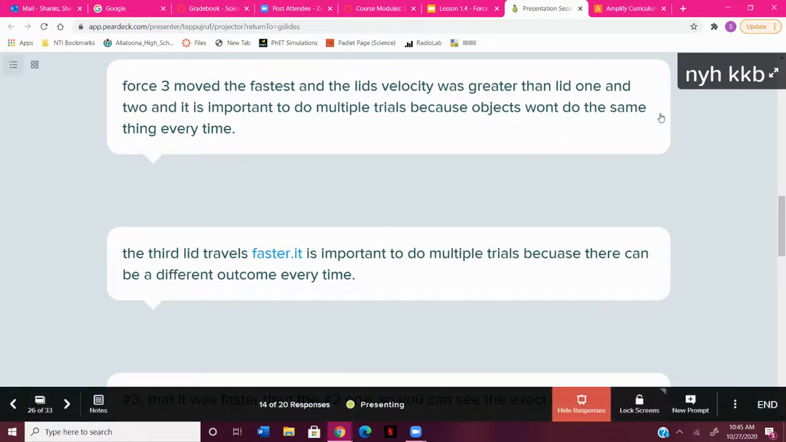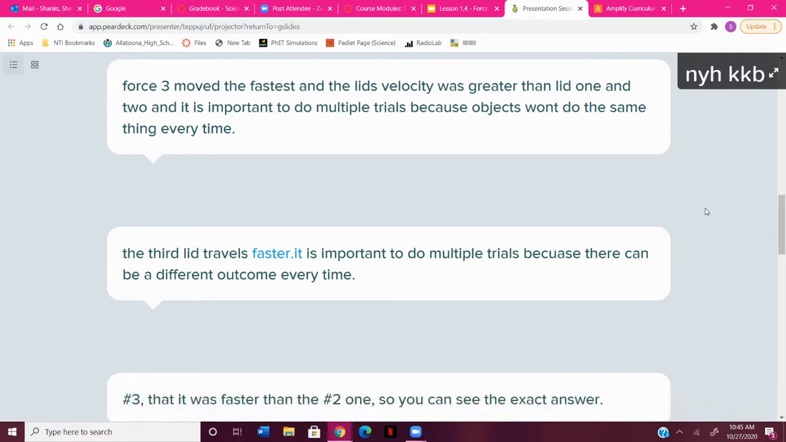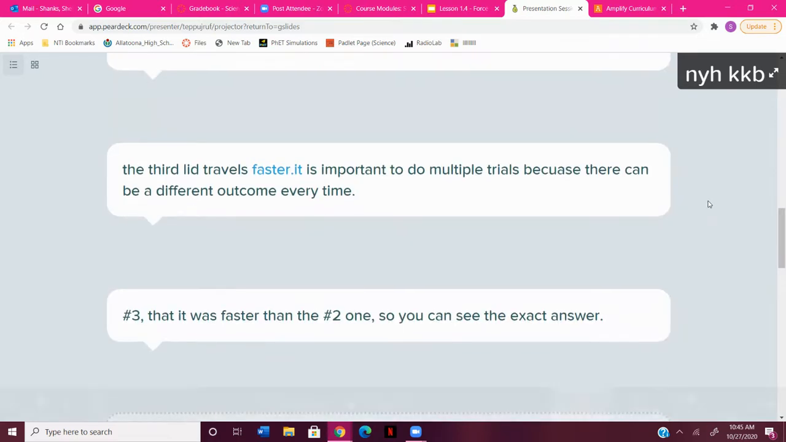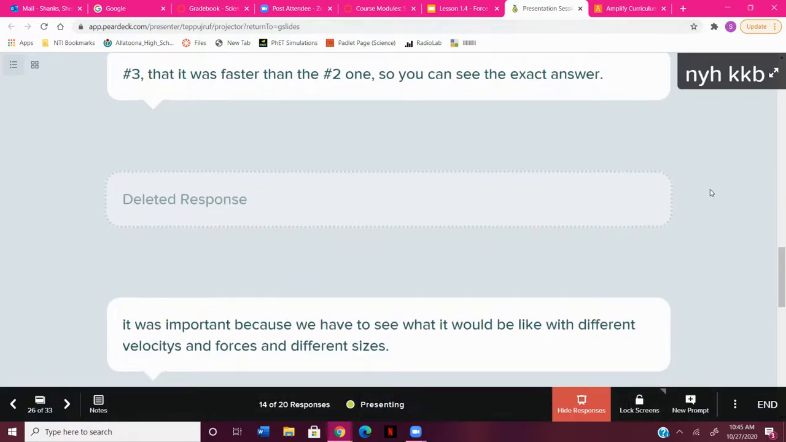So objects may not do the same thing every time. So if you noticed in one of Mr. Livinggood's trials, he accidentally hit one of the jar lids on the meter stick. It didn't mess with the data, but he did accidentally hit a jar lid on the meter stick. So that's one of the reasons it's important to do multiple trials.